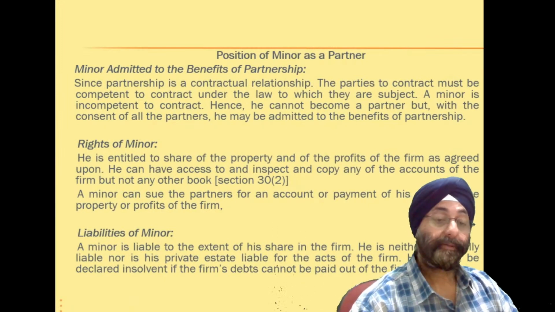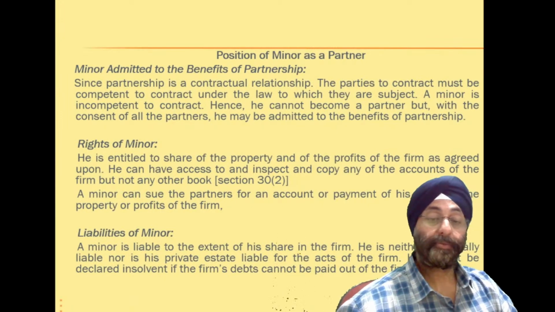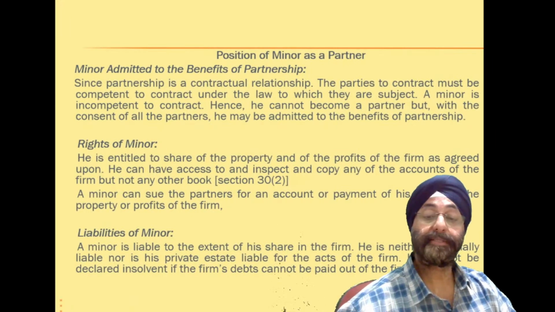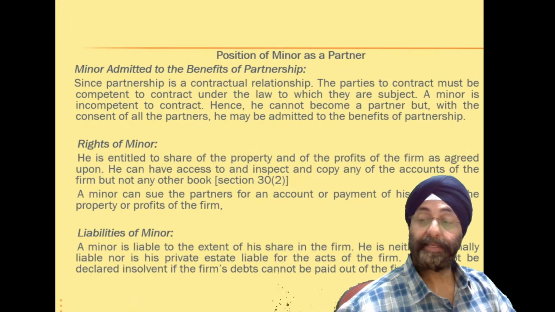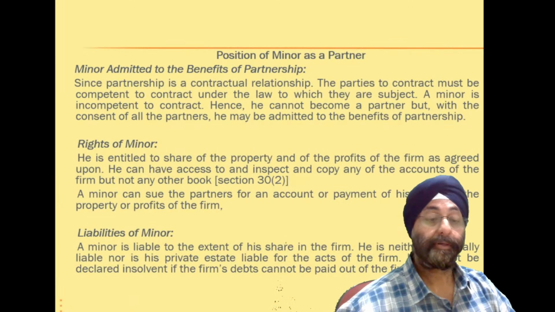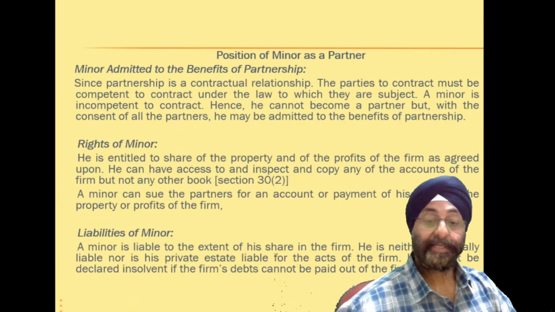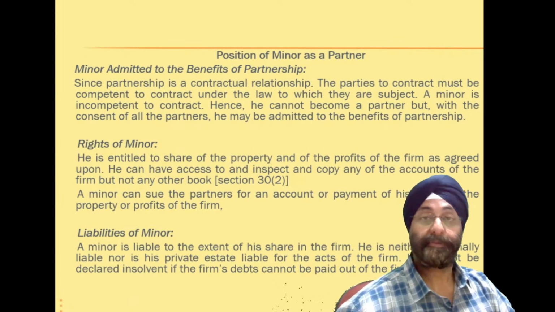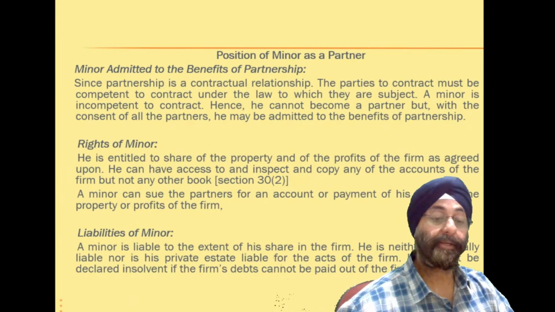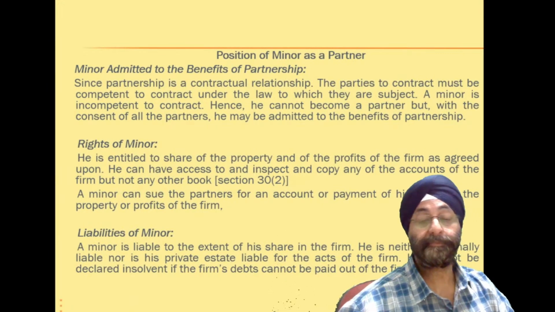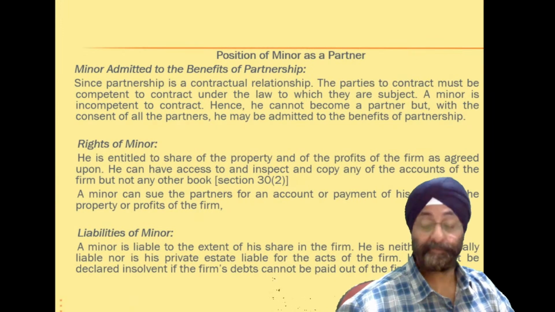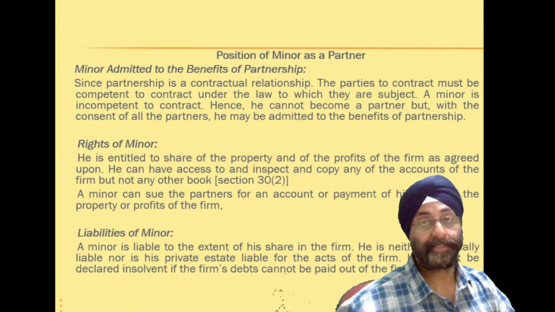Liabilities of the minor. A minor is liable to the extent of his share in the firm. He is neither personally liable, nor is his private estate liable for the acts of the firm. He cannot be declared insolvent if the firm's debt cannot be paid out of the firm's property or assets.